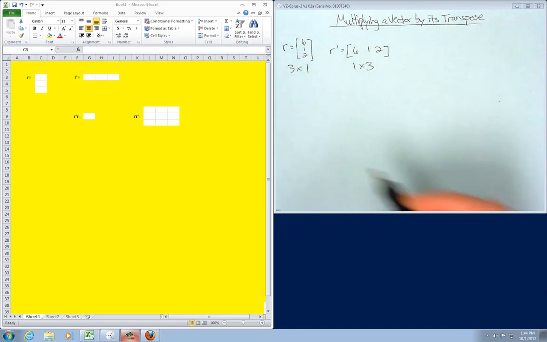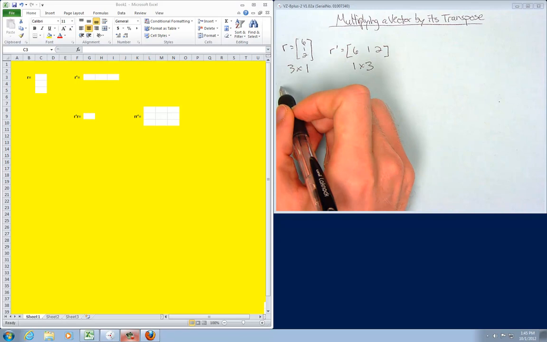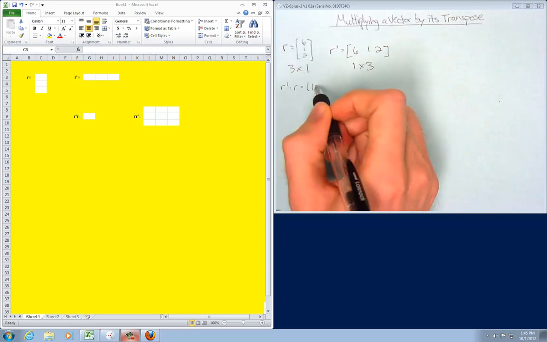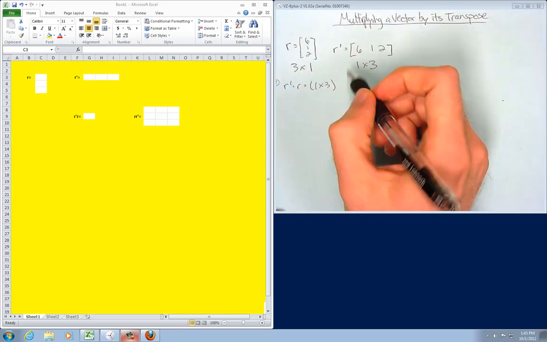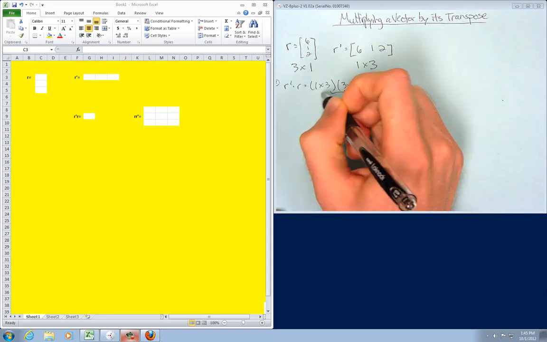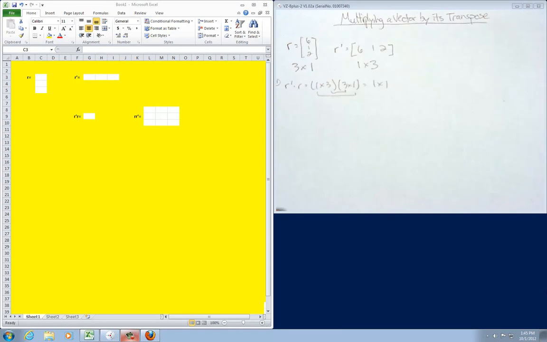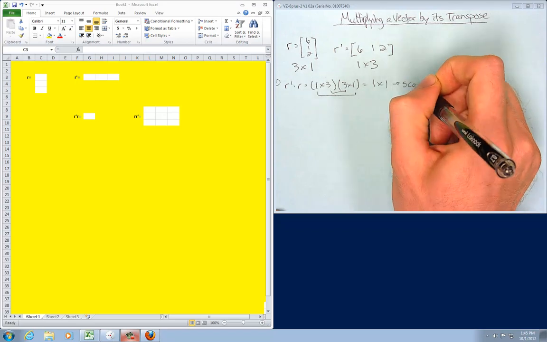Now when you multiply these two together, let's first take the transpose of R times R. We have a 1 by 3 matrix, and we multiply that by a 3 by 1 matrix. So the resulting matrix is going to be a 1 by 1 matrix. And as you recall, this is just a simple number, and we call it a scalar.